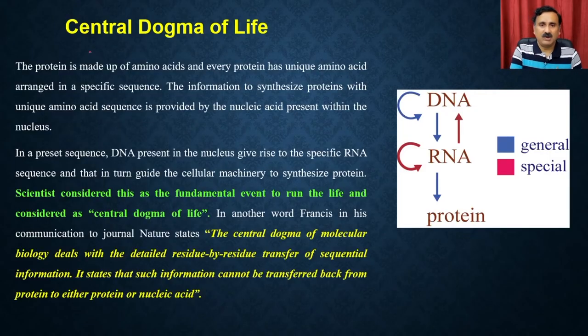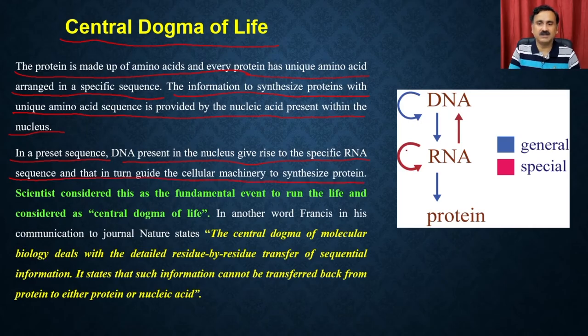So what is the central dogma of life? The central dogma of life is that the protein is made up of amino acids, and every protein has a unique amino acid arrangement in a specific sequence, right? We have seen many examples where the protein is important for the particular activity of a particular organism. The information to synthesize the protein with a unique amino acid sequence is provided by the nucleic acid present within the nucleus. In a preset sequence, the DNA present in the nucleus gives rise to a specific RNA sequence, which in turn guides the cellular machinery to synthesize the protein.